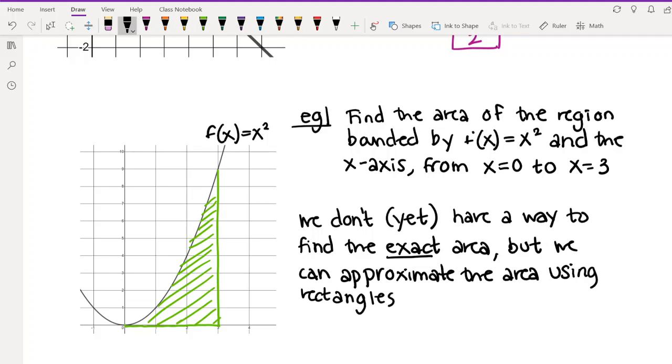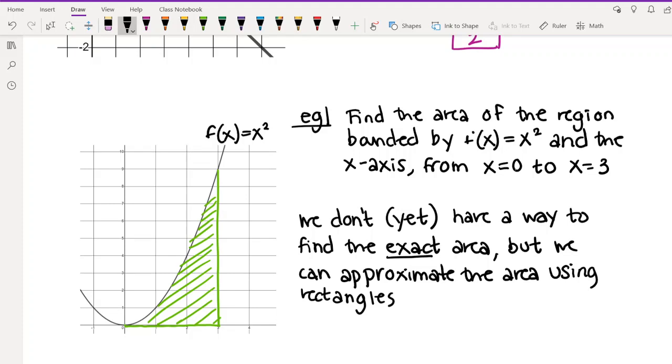But basically what we're going to do is take this green region that I shaded in here, and break it down into little rectangles. So it's not going to give us the exact region. It's going to have a jagged edge to it instead of this smooth edge with the parabola. But we'll see that depending on our choice of how many rectangles we use, we can actually get really close to finding the actual area.